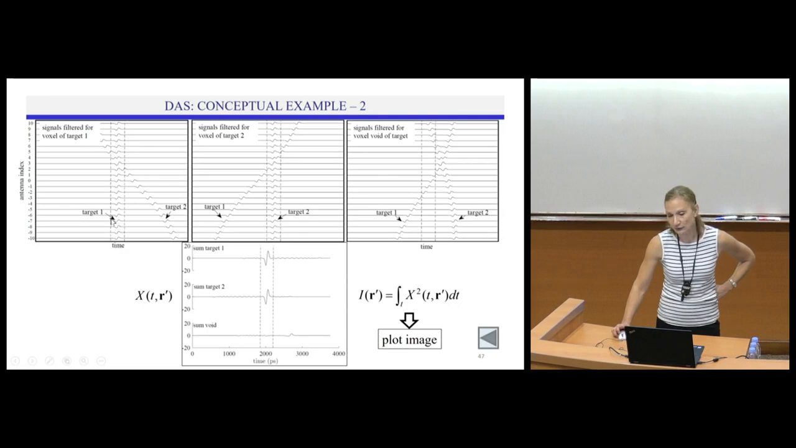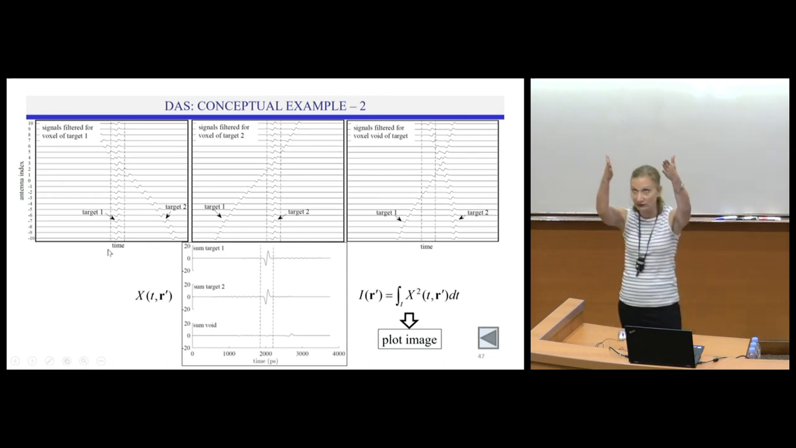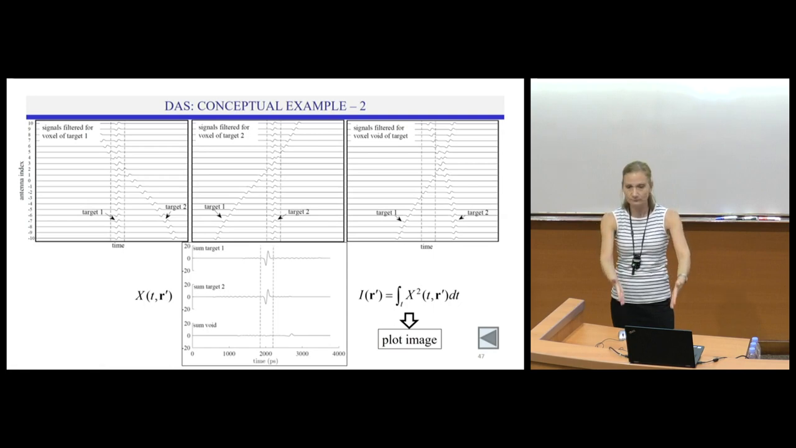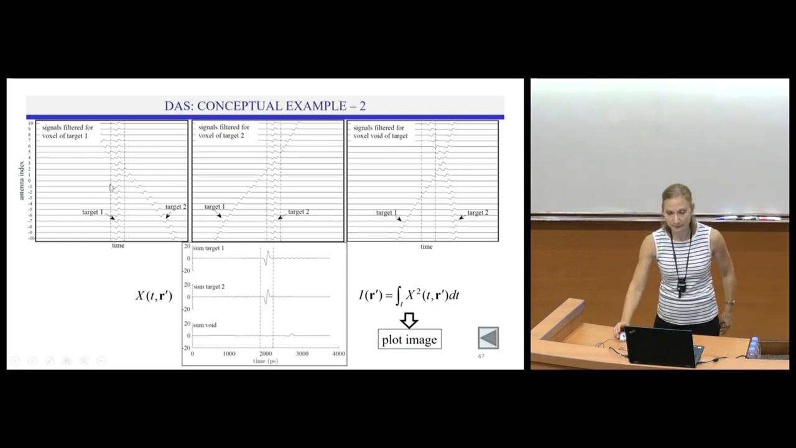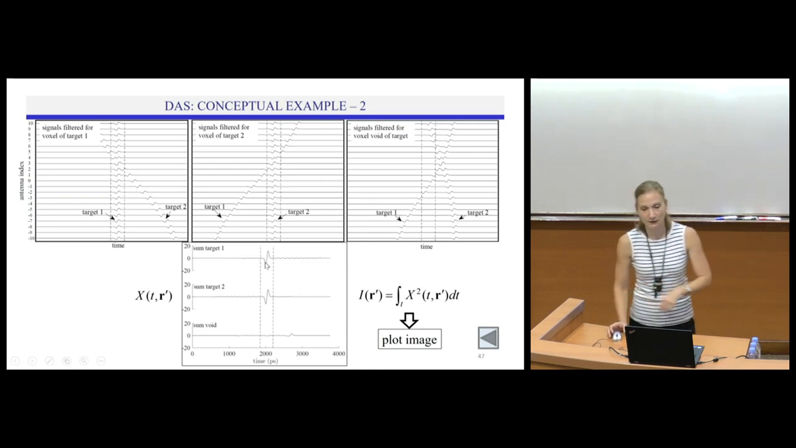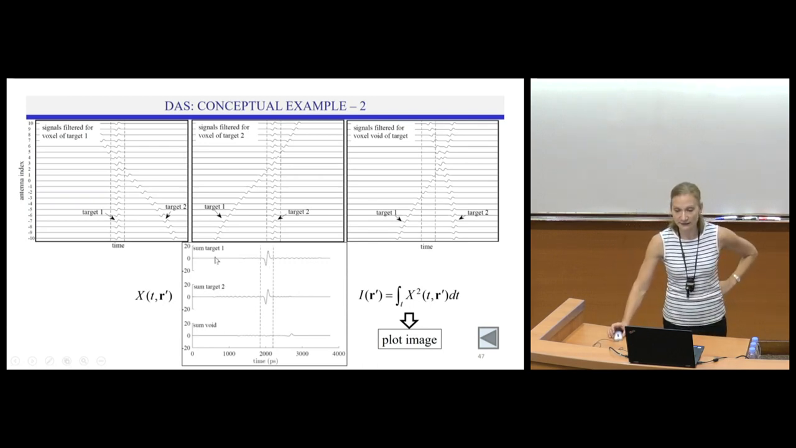There it is. What do the steering filters do? When you focus on the voxel with target one, it will align all these responses in such a way that the reflection from target one will fall within the same time window. Then you sum up, and this is what you get, the squared quantity of those in time. But if you just sum up, that is what you're going to get. Look how it is enhanced. So x finally as a function of time, after summation, is this.